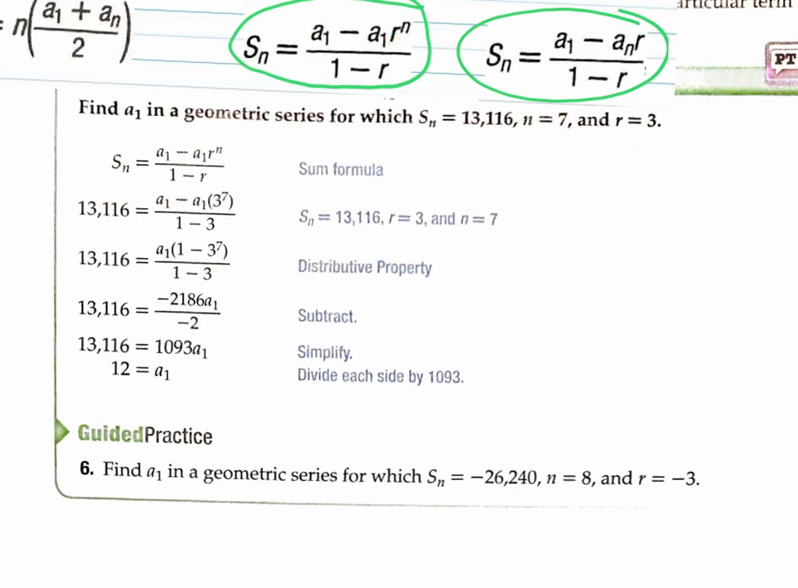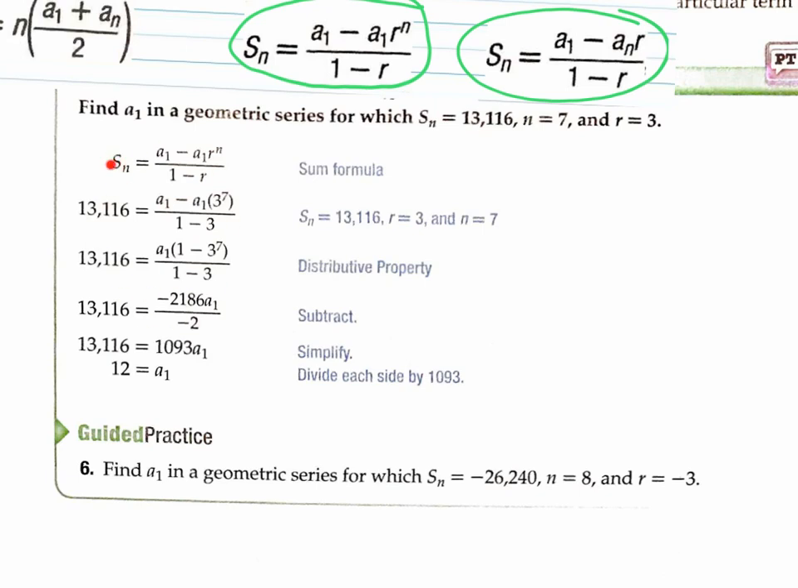So if I have my S sub n, my n, and my r, notice that they didn't give us an a sub n. So I'm not going to be using this one that has an a sub n, okay? I'm going to be plugging everything into here. So that's why they're using that one right there. Instead of me working this out, I'm just going to walk you through their work right here.